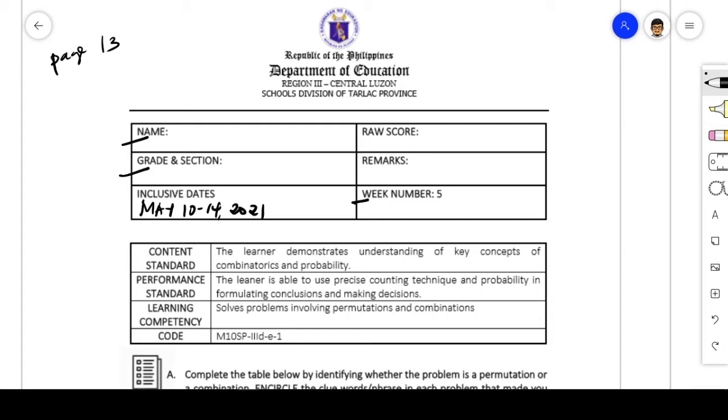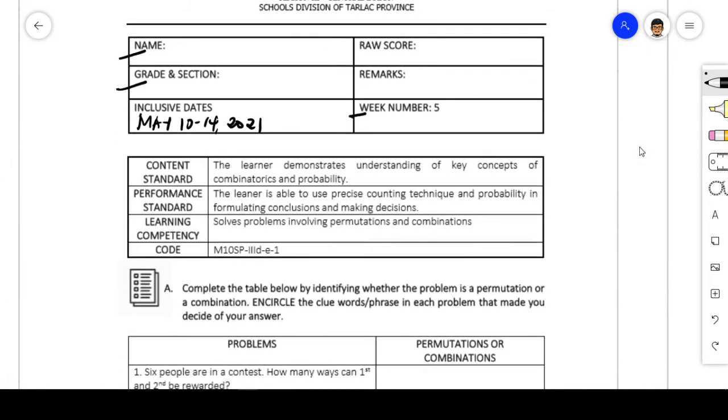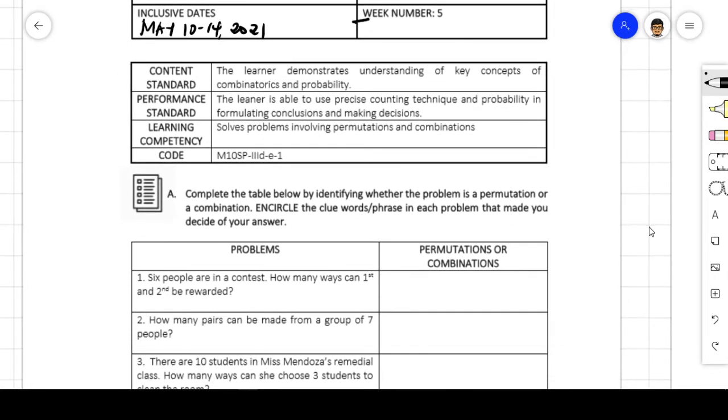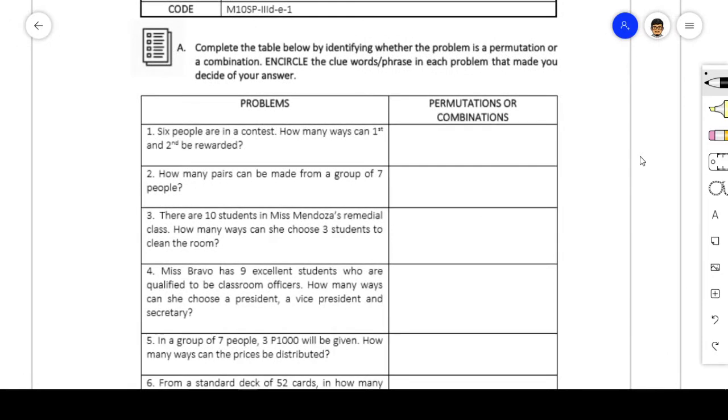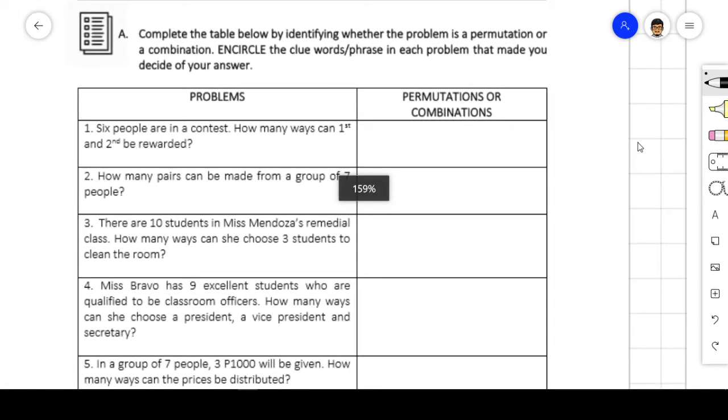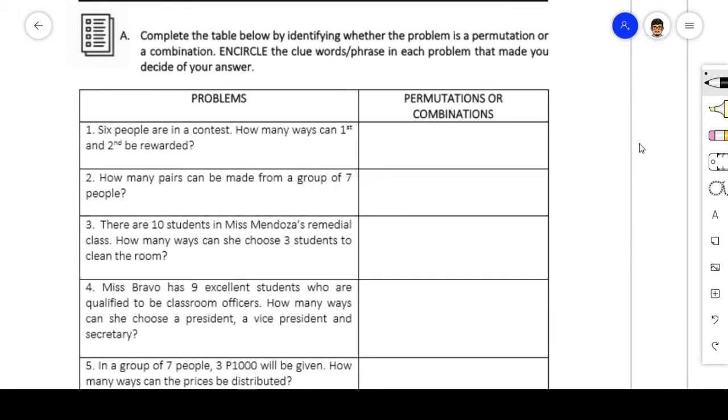Okay? So, at the end of this, you must demonstrate understanding of the key concepts of combinatorics and probability. And you must solve problems involving permutations and combinations. So, let's discuss the following exercises. Let's begin with exercises A. As for exercises A, let me read the instruction.